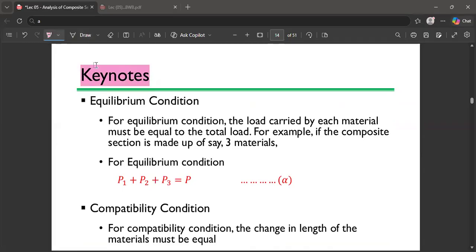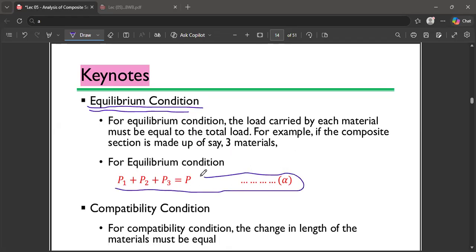So please take note that for the equilibrium condition, we are continuing to say that the load carried by each material must be equal to the total load. For example, if the composite section is made up of 3 materials, then this is how our load can be expressed: P1 plus P2 plus P3 is equal to the total P.